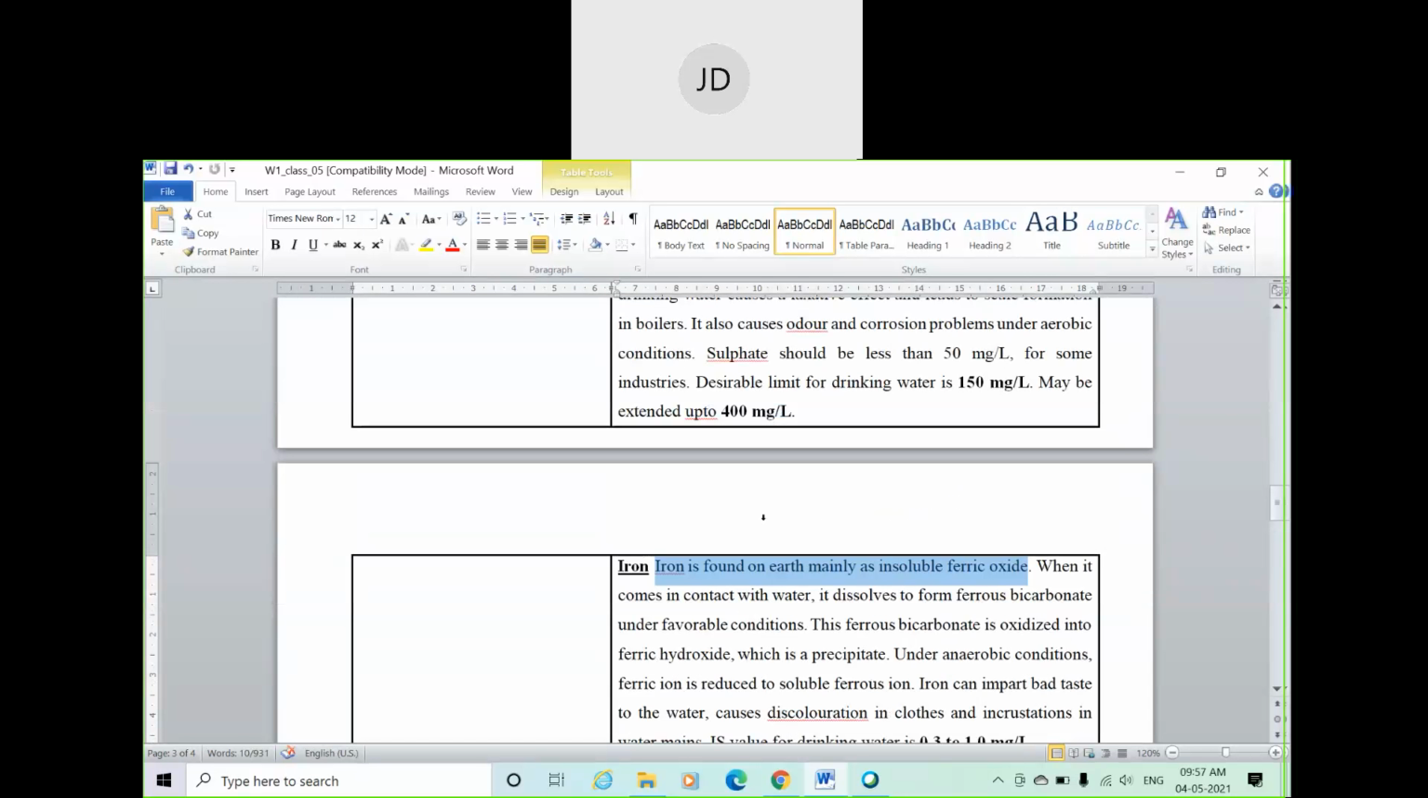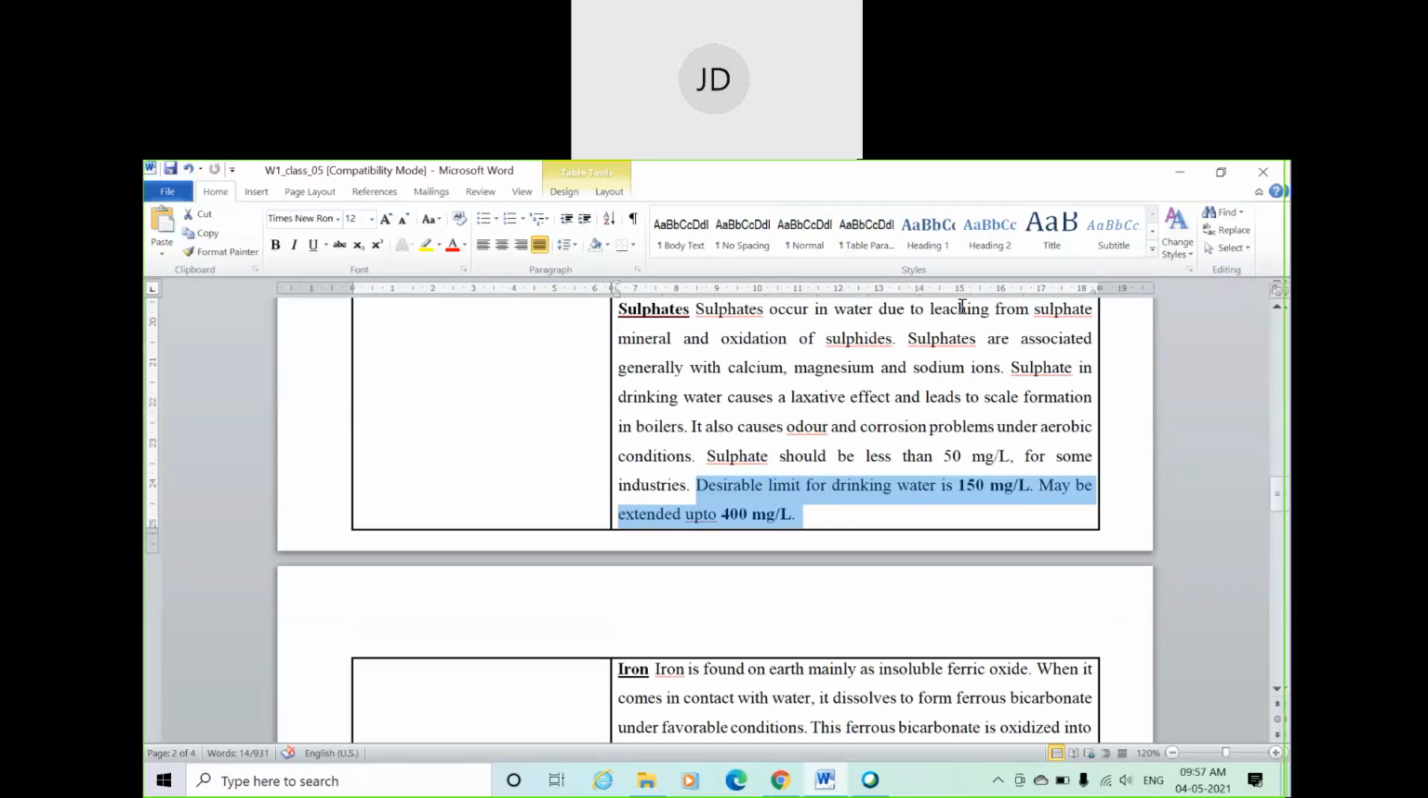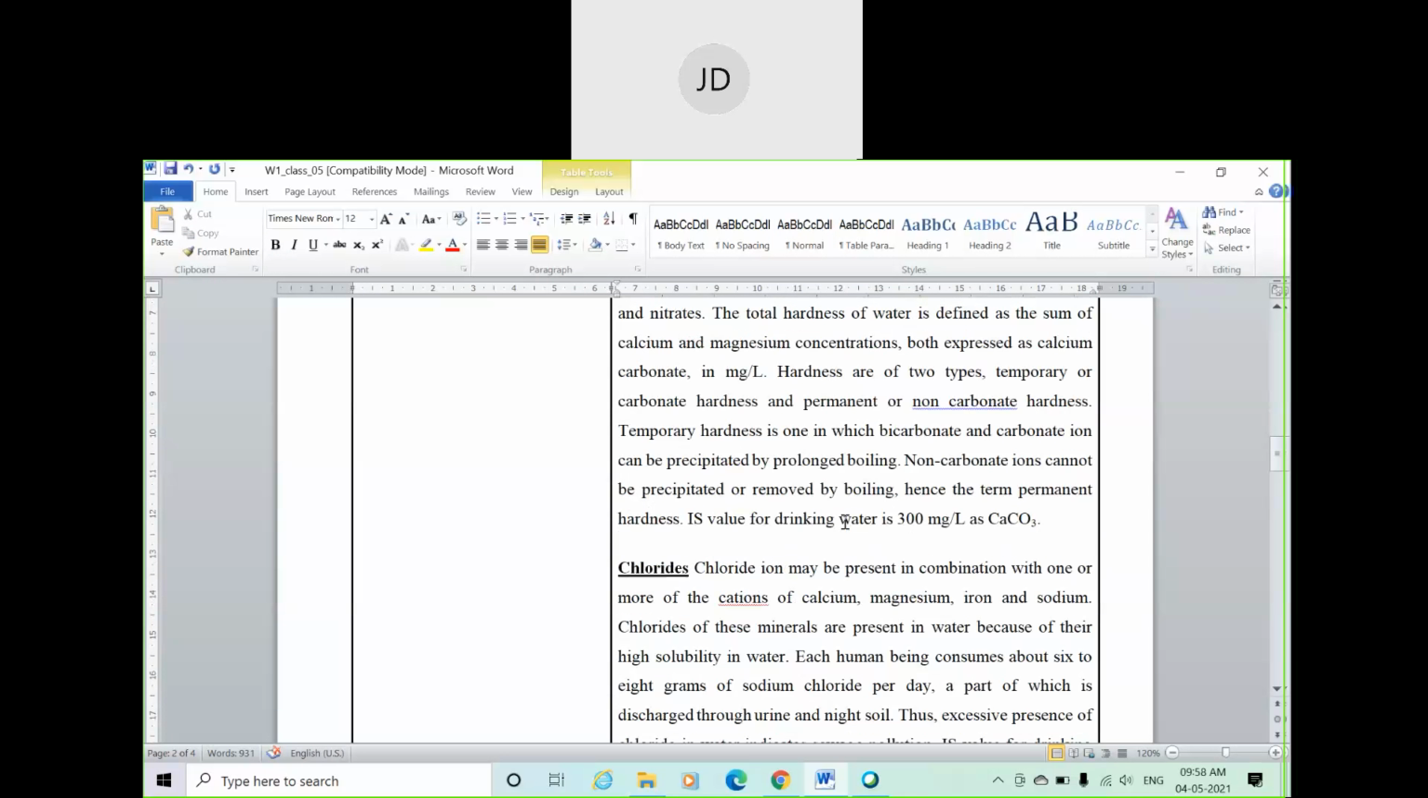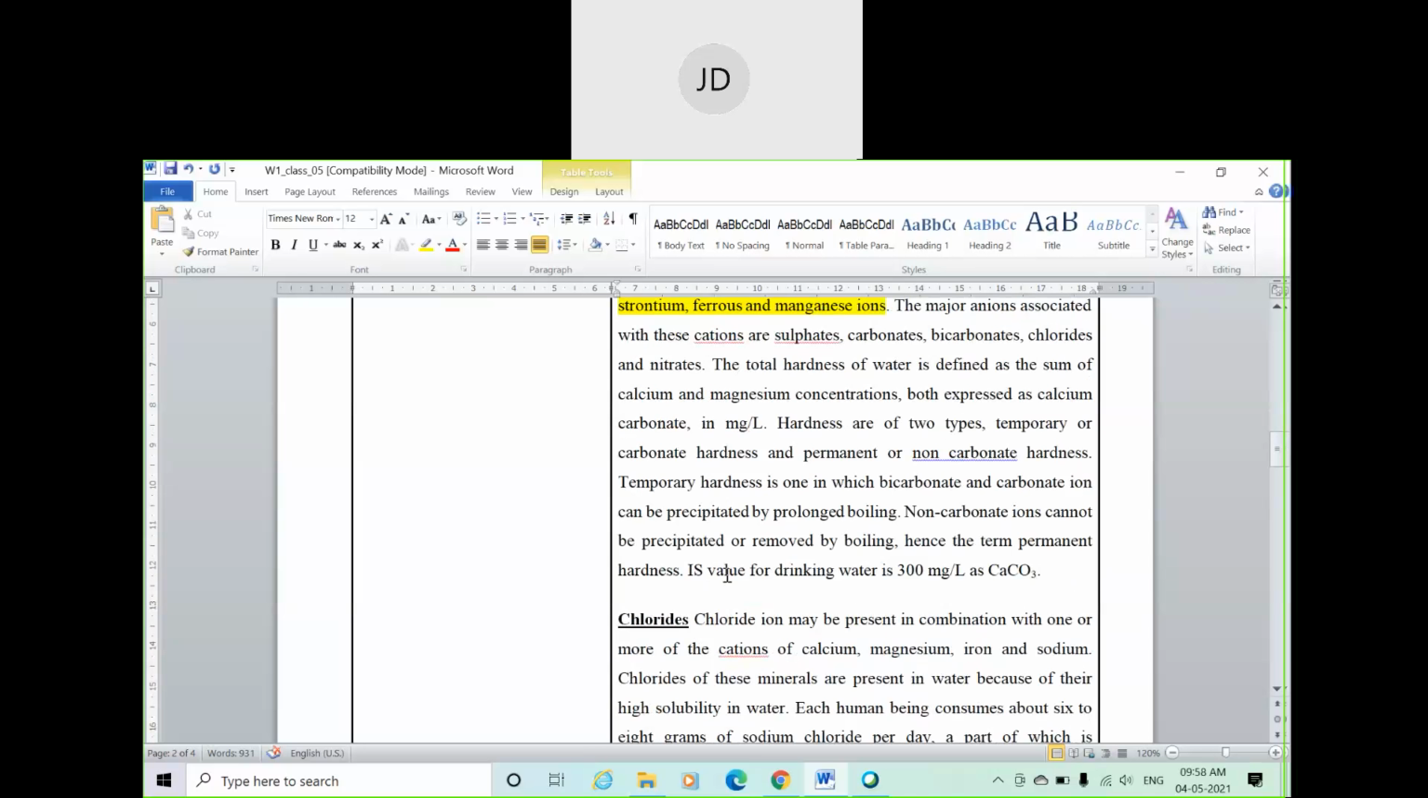So for each component we have a desirable limit. Sulfates, which come from sulfate minerals present in soil, come into the water, and should be less than 50 milligram per liter, and for some industry and for drinking purpose it is 150 milligram per liter. But you must remember these ranges. This one is also very important.